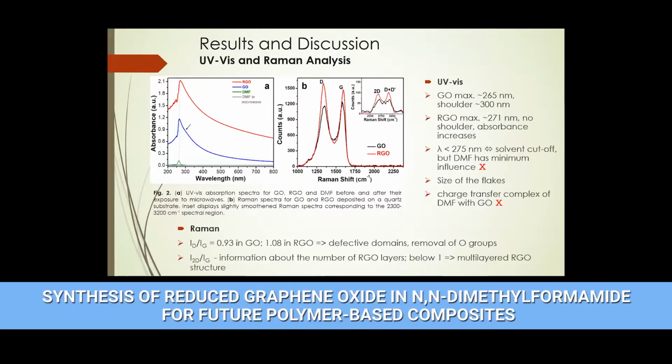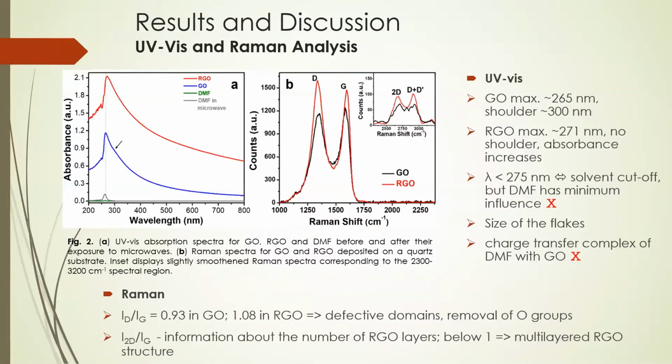UV visible and Raman investigation confirmed the success of the reaction. Firstly, the UV spectra looks a little unconventional because it shows the maxima corresponding to π-π* transitions from the double bonds between the carbon atoms at 265 and 271 nanometers for GO and RGO respectively. In the literature, these have been reported to show up at 230 nanometers for GO and 260 nanometers for RGO.